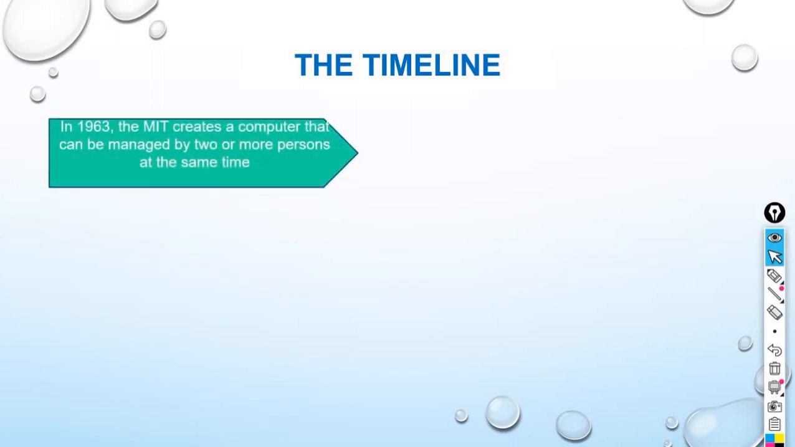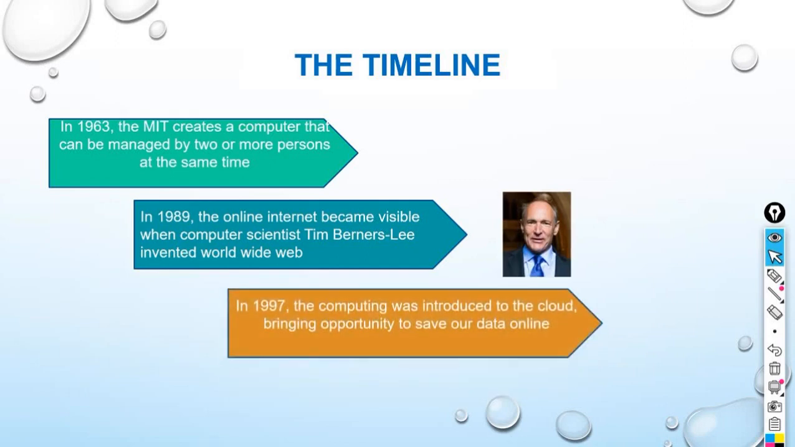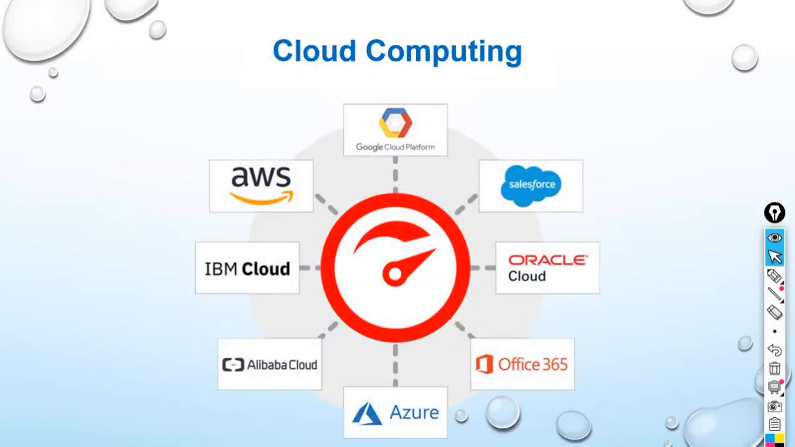In 1963, MIT creates a computer that can be managed by two or more persons at the same time. Then in 1989, the online internet became visible when computer scientist Tim Berners-Lee invented the World Wide Web. In 1997, computing was introduced to the cloud, bringing the opportunity to save our data online. In 1999, cloud started to bring software to users so that users can save information online. So here you can see Google Cloud, Salesforce, Oracle, Microsoft Azure, Alibaba, IBM, Amazon, all the giants have started using cloud computing.